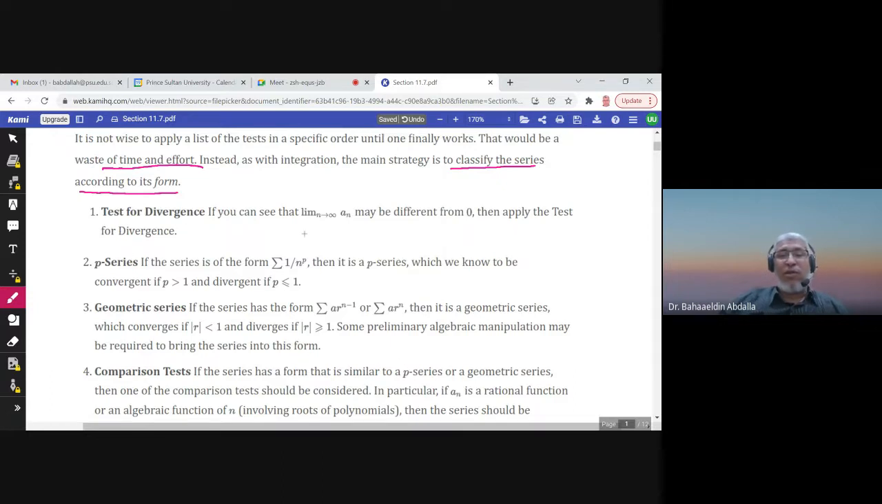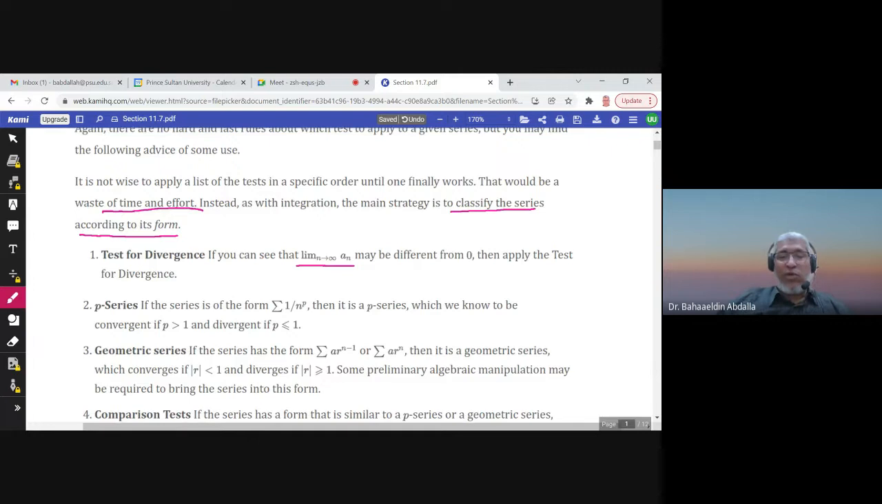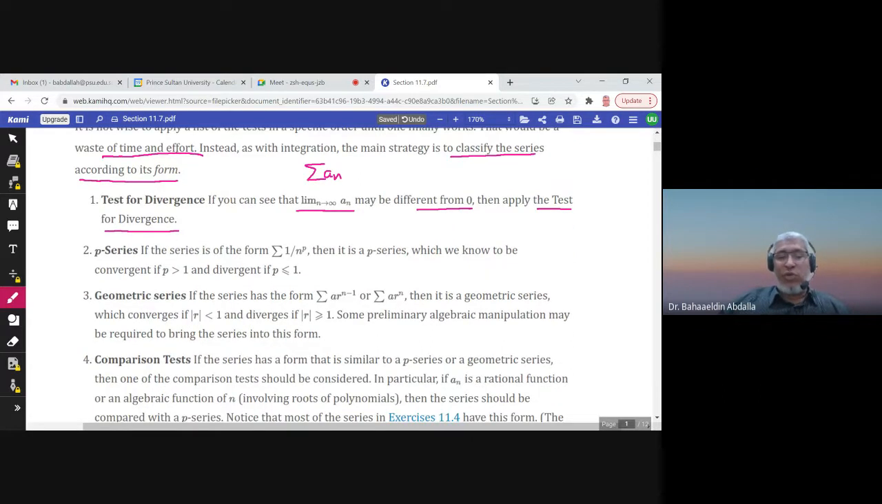First, try to find the limit of a_n when n goes to infinity. There will always be a series, summation a_n, and the question is to test this series for divergence and convergence. So find the limit of a_n when n goes to infinity. If the limit is not zero, if it is infinity, does not exist, or a number which is not equal to zero, then the test for divergence immediately says that this series is divergent. So this may be the first step to use.